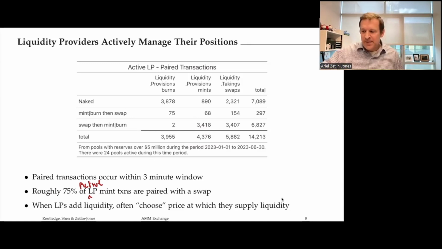Yeah. So the 24 pools, all of them include tokens that are available to trade on centralized exchanges? My recollection for these 24 pools is yes, that's true. I see.